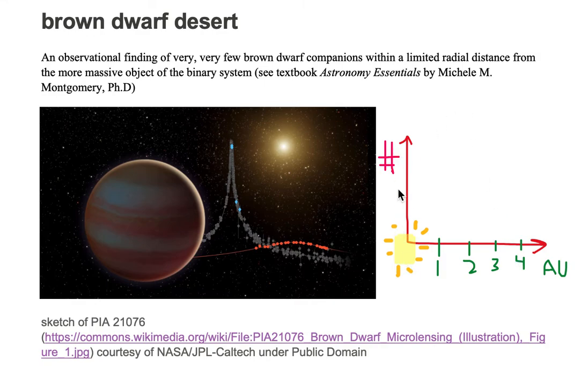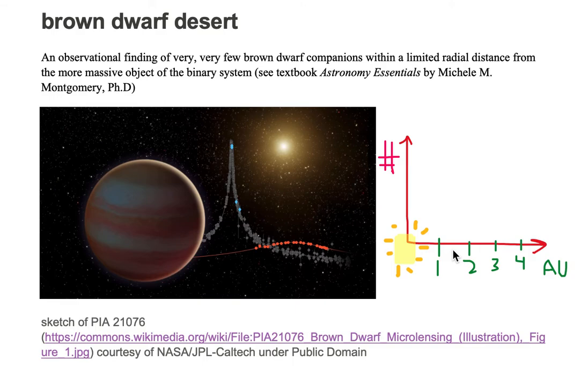We're going to put on the vertical axis the number of systems that we find, and on the horizontal axis, we're going to put distance away from our sun-like star in units of astronomical units. So how many systems do we find have a sun-like star and a brown dwarf as a companion, and they're separated by 1 AU? How many systems do we find have a sun-like star and a brown dwarf companion that are separated within 2 AU?